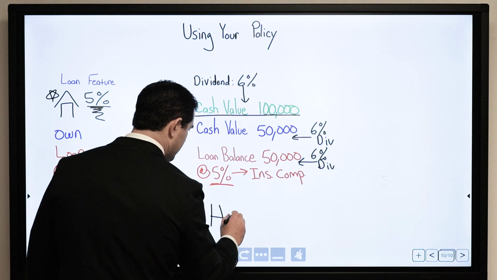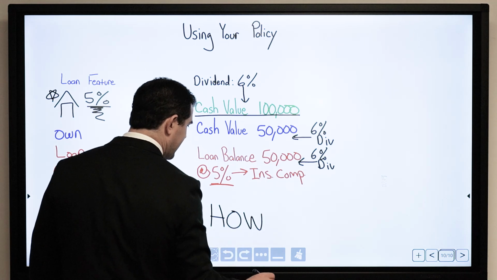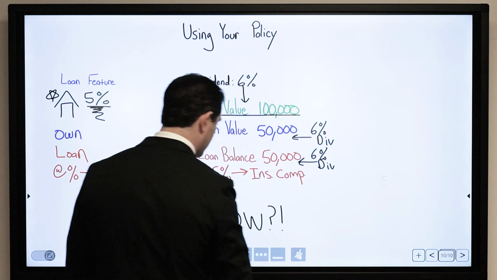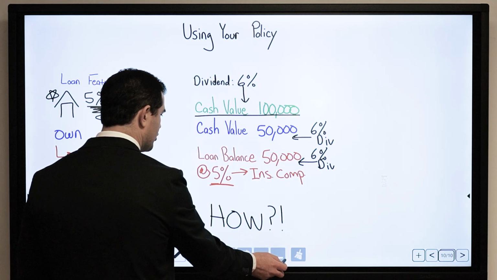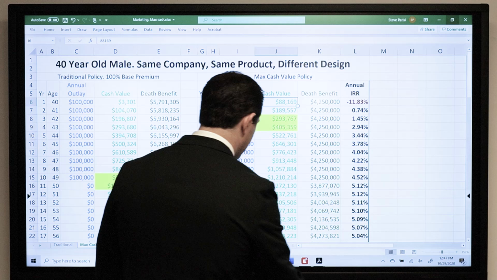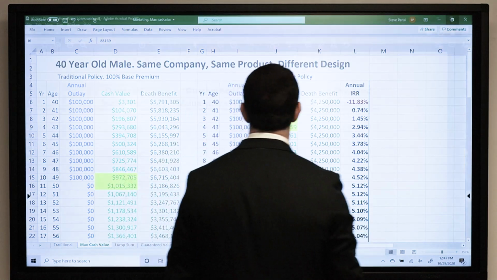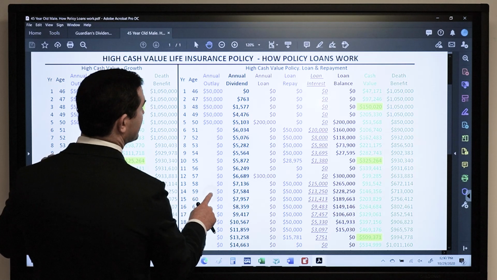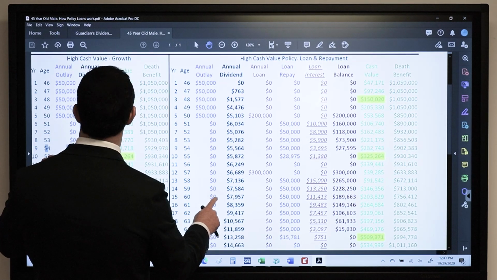So the question we'll always get here is how? How on earth, and why, would an insurance company do this? Let's demonstrate. Visuals always help me, at least. So here is a quick sample of how policy loans work.